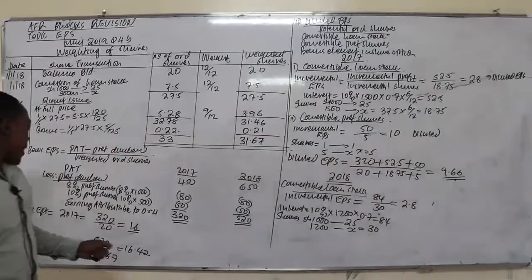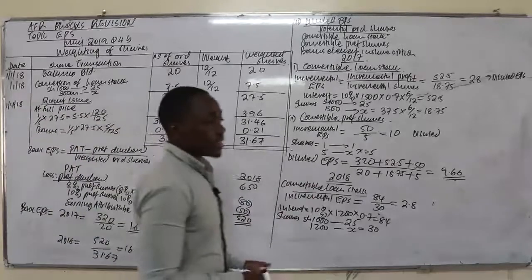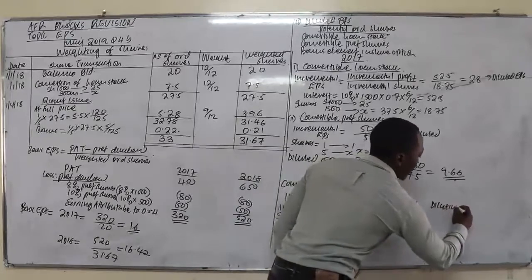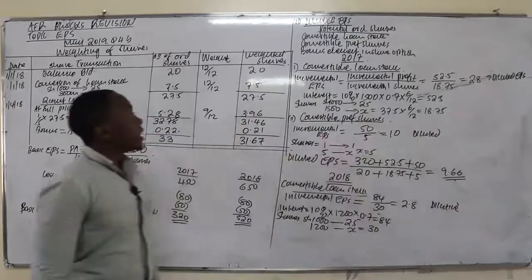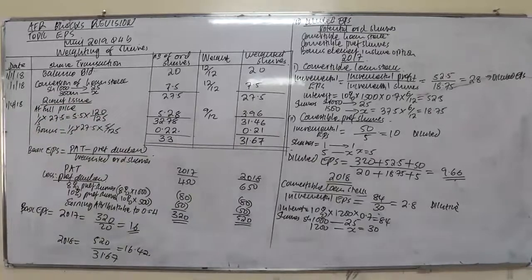So now compare the basic EPS for 2018. The basic EPS for 2018 was 16.42, but incremental EPS is 2.8. It's less than the basic EPS. So that one still is what? Yeah, it's dilutive. Then the second one. So can you take a screenshot of that?